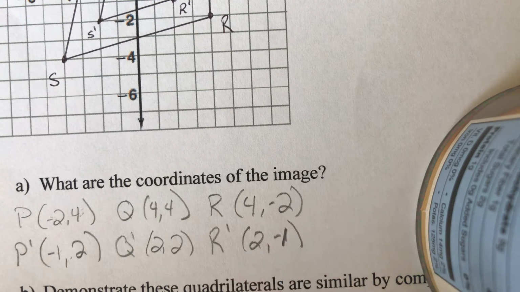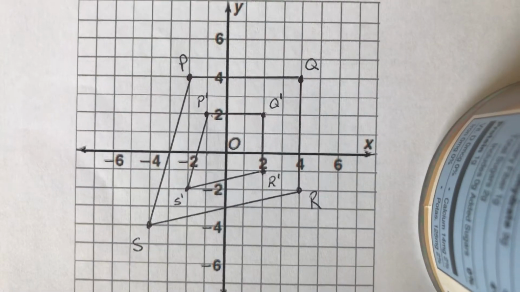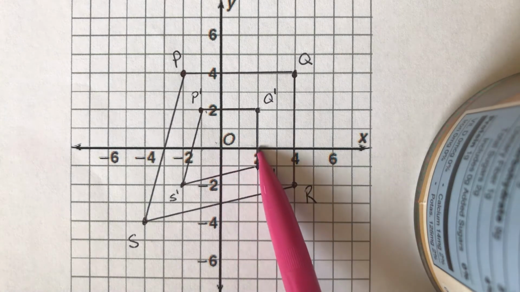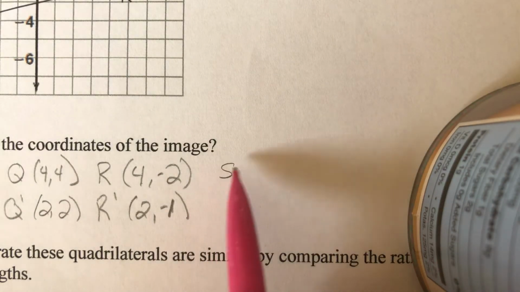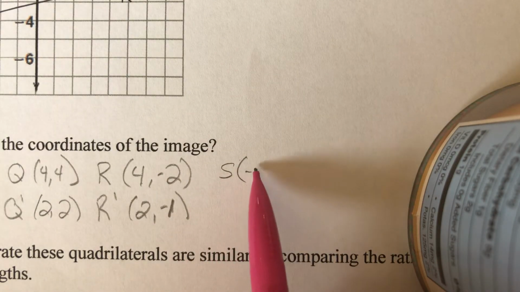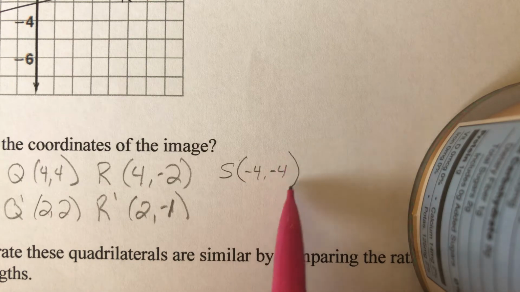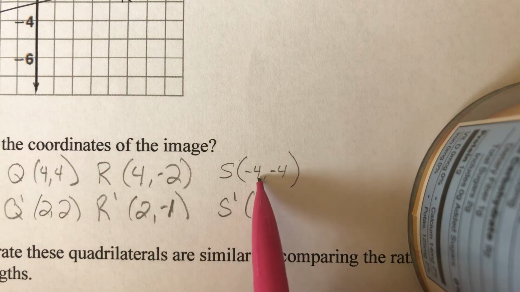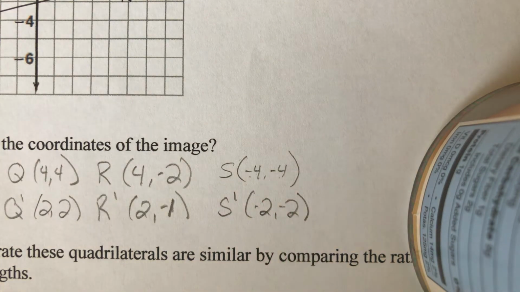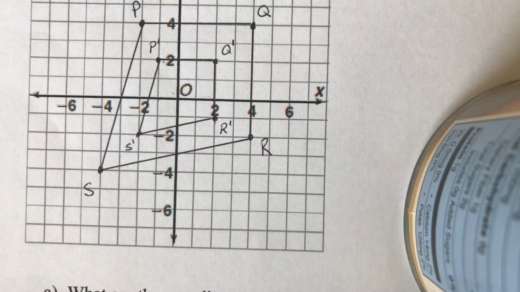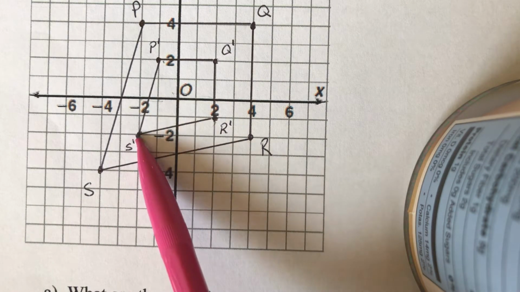And if I did this correctly, we go over and take a look and make sure that's where R prime is. So we're over at 2 and down at 1. And our last one here, S, the original is -4, -4, and S prime, then 1/2 of -4 is -2, and 1/2 of -4 is -2 again, and we take a peek over here at S prime, and it's at -2, -2.